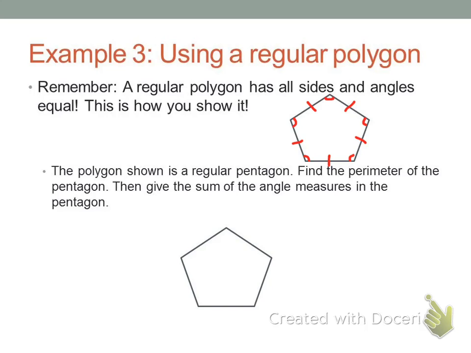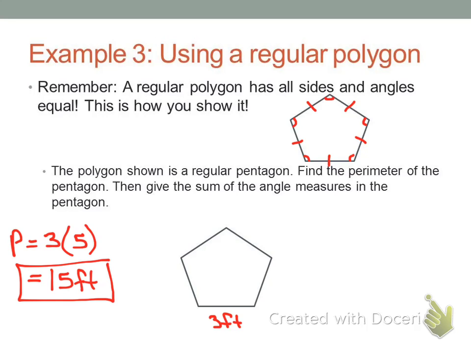All right, so here in the example it says find the perimeter and sum of the angle measures. Well, if it's regular and you know that one of the sides is 3 feet, how can you find the perimeter? If it's a regular polygon, all of the sides are 3. You just multiply the length of one of the sides times how many sides you have, and you get 15. You get 15 feet, and that would be your perimeter.